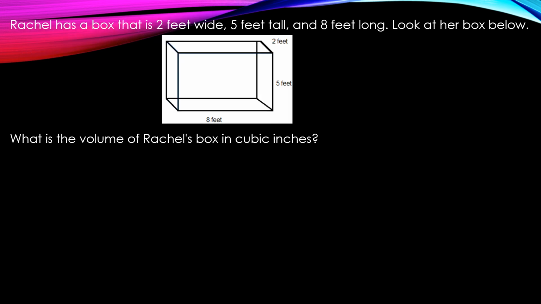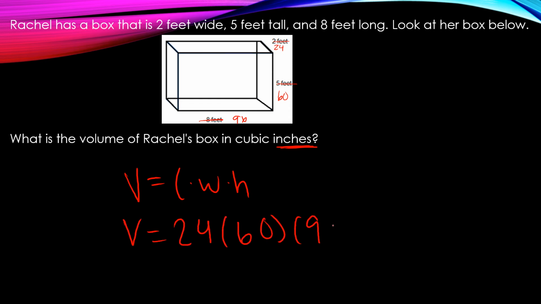Alright, so next we have a box that is 2 feet wide, 5 feet tall, and 8 feet long. We want to know what's the volume of her box in cubic inches. So here we have cubic inches, which means that we need to convert all of these into inches. So 8 times 12 will give me 96, 5 times 12 will give me 60, 2 times 12 will give me 24. Then the volume formula of a box is length times width times height. So I would have 24 times 60 times 96.